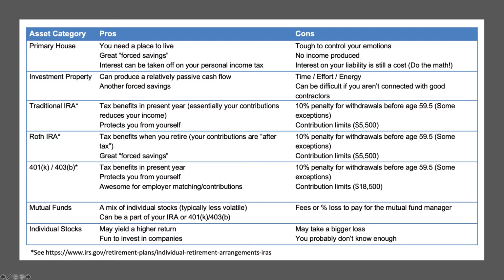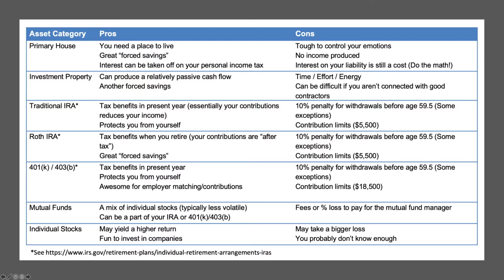So for your primary house, and that's the house that you live in, the advantage of owning this as an asset, actually owning your house versus renting, is, well, you need a place to live, so you're going to be spending money on it anyway, and it forces you to save, right? Because as you're paying off the house, you're taking your cash and putting it into another asset. It's not cash in your bank account that you'd use to go on trips and do other things.